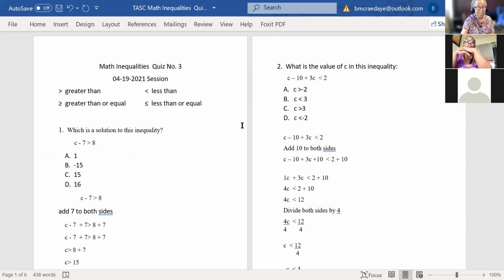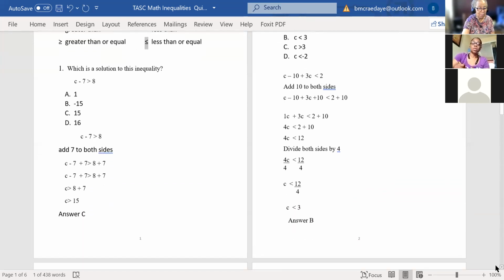That's it. Excellent. It's got to be less than or equal because it says "no more than." In other words, you cannot exceed that amount. So it cannot be greater. It's got to be less than or equal. So now you know your symbol. Once you put that in, it makes it easier to solve the problem.